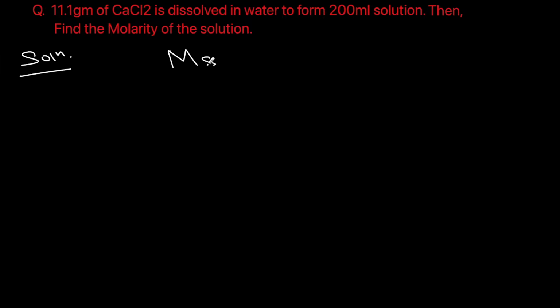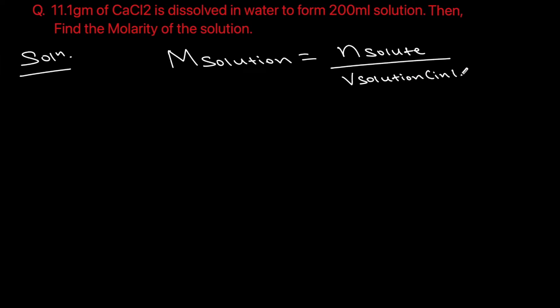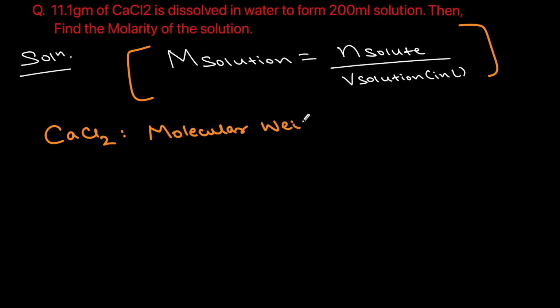Now we'll solve it. Here we have to find out the molarity of solution. So we'll write the formula: molarity of solution is equal to moles of solute divided by volume of solution in liter, right? So here CaCl2 is the solute. So we'll write the molecular weight of CaCl2, basically molecular weight of solute, which is 40 plus 2 times 35.5, which will come out to be 111 gram per mole.